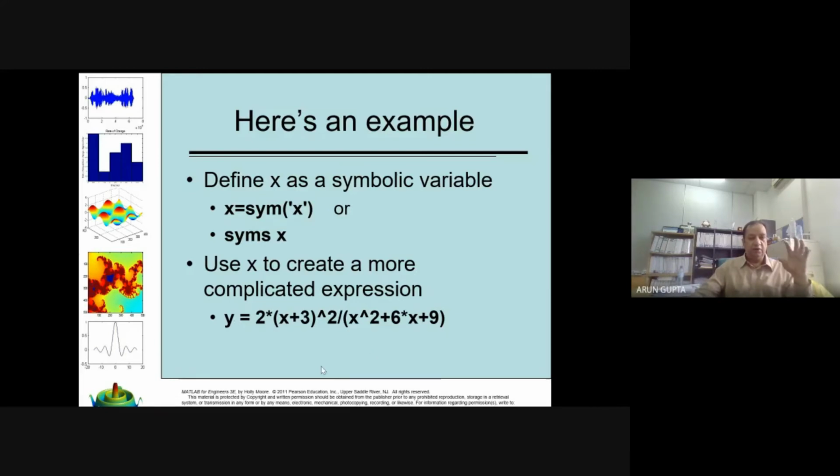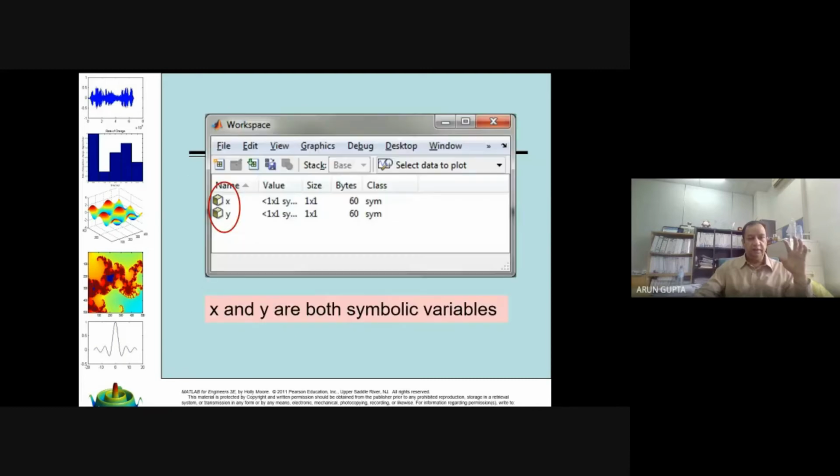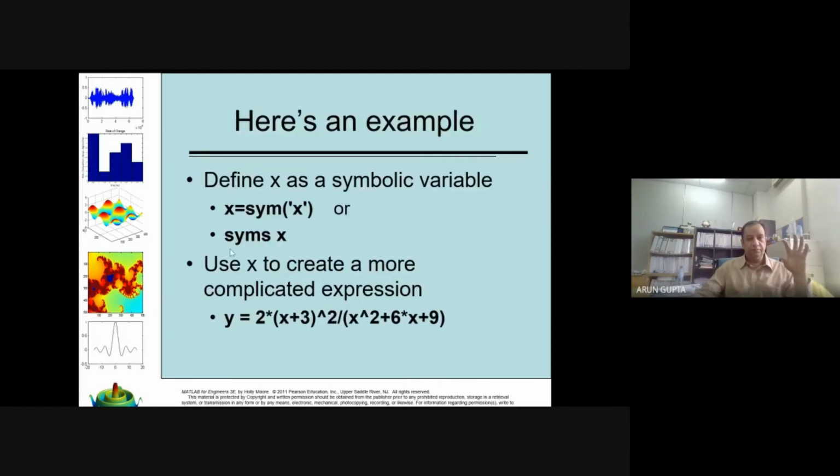And when you run this equation, you will see some square boxes in the workspace, x and y. If you are getting this, this means your MATLAB symbolic is working. All right. So everyone needs to try this first step. You write down syms x, then y is equal to this one, run. And if you got these two boxes in the workspace, then you say done.